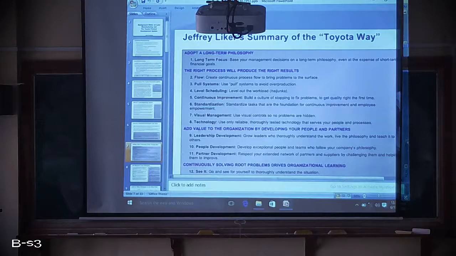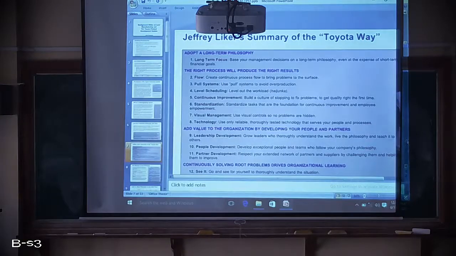Next, eight, technology. Use only reliable, thoroughly tested technology that serves your people and process. See, technology changes. It's a dynamic one. Today's technology may not be useful after maybe 10 days or 1 month or 2 months or 3 months. So try to adopt new technology, but meantime, it's not simply adopting a new technology without testing properly. So that's why the technology should be tested technology and reliable technology.